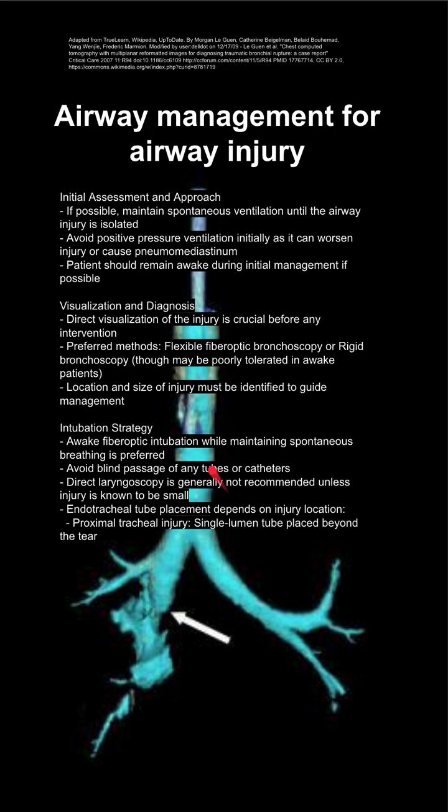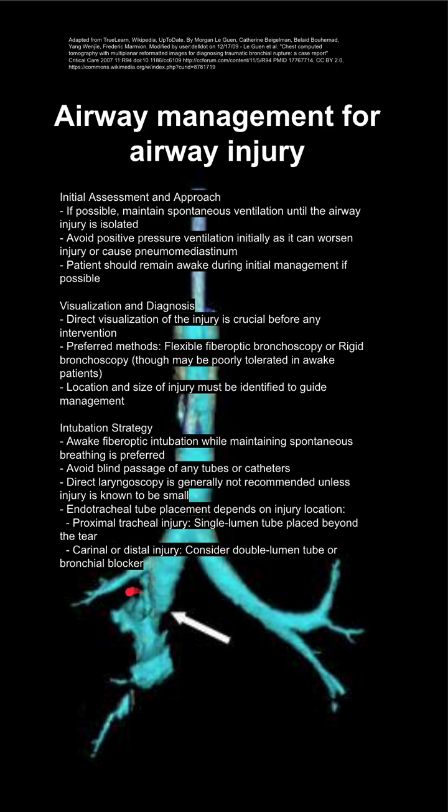If you have a proximal tracheal tear, such as here on the background image, you might be able to place a single lumen tube beyond the tear and ventilate the patient appropriately beyond the airway injury. If you have a carinal or distal injury, you might consider a double lumen tube or bronchial blocker. So if you have an injury right here, for instance, maybe a double lumen tube can get past it, or a bronchial blocker can get past it.